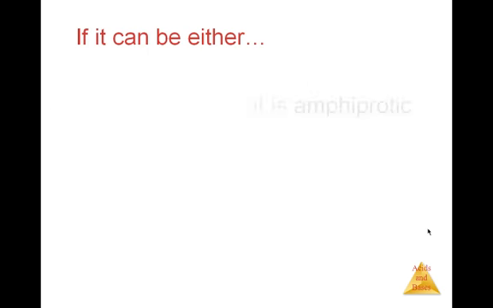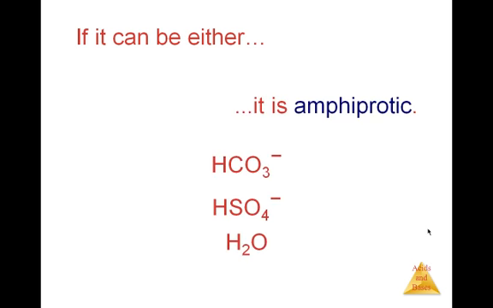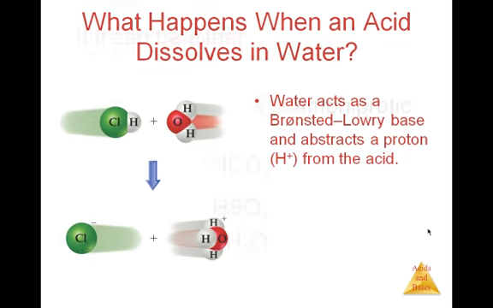Now, let's actually talk about whether it can be both. If it can be both, a hydrogen donor or a hydrogen acceptor, we call it amphiprotic. You've also probably heard the term amphoteric, and they essentially mean the same thing. All right, now let's actually talk about how protons get accepted and donated.